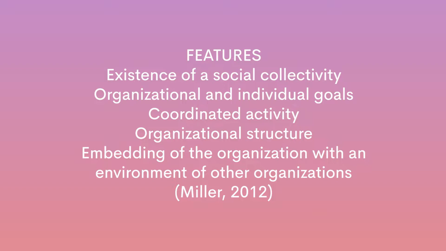Miller defined 5 critical features of an organization, namely the existence of a social collectivity, organizational and individual goals, coordinated activity, organizational structure, and the embedding of the organization within an environment of other organizations. These characteristics may be seen in a group, but the difference is that organizations are more structured than groups, as structure is needed to maintain harmony and create order in organizations.